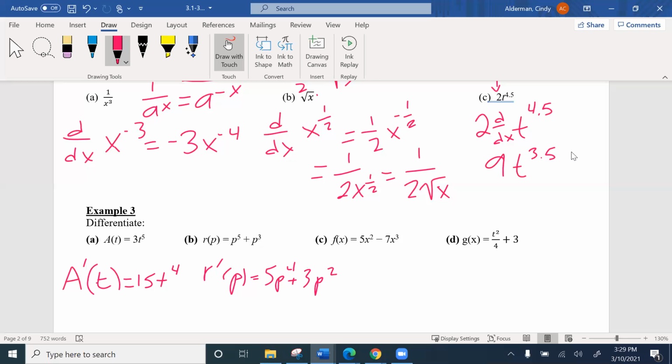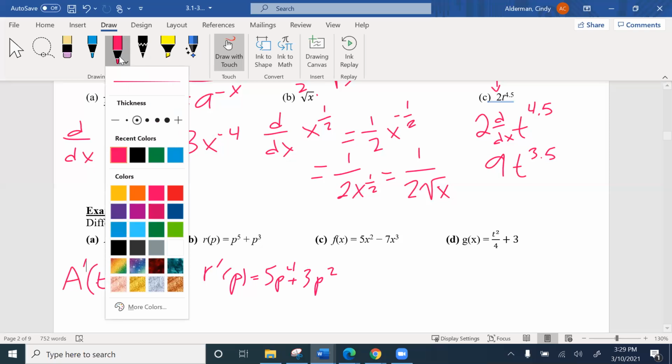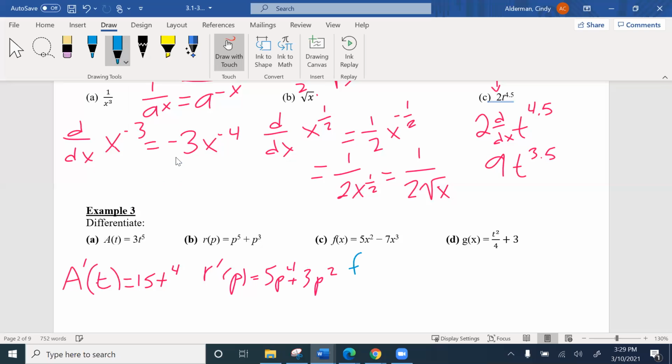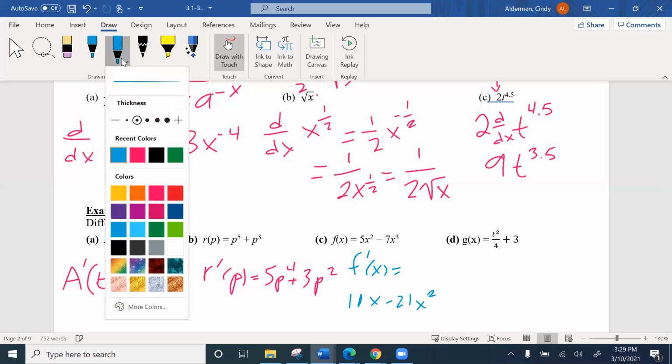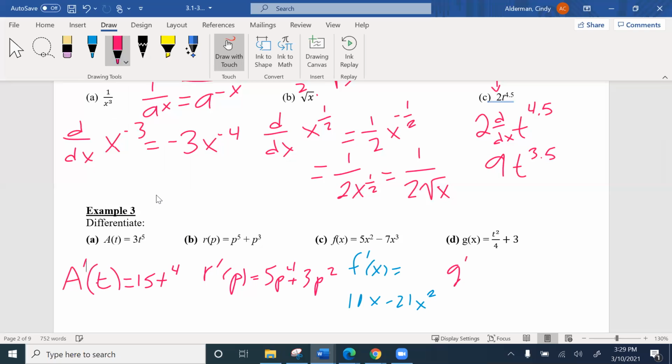Okay, C is kind of some of the same. So we've got F prime of X is equal to 10X minus 21X to the second power. And G prime of X, this one's a little bit trickier, right? We're actually going to use the constant multiple rule here because this is the same thing as 1/4 times t squared plus 3.